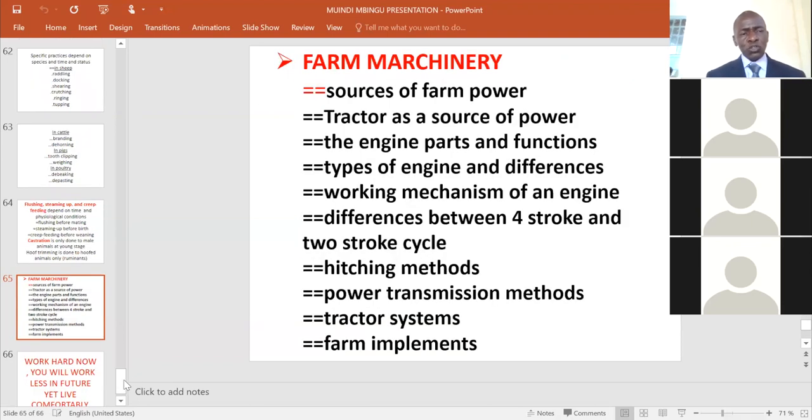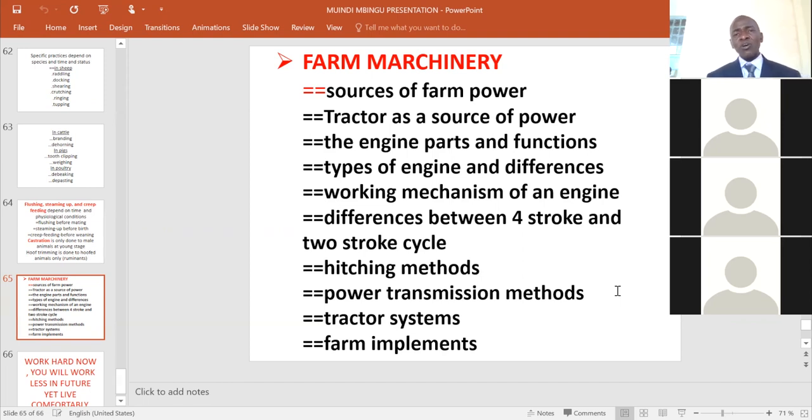When you choose to do topical revision, now you are on farm machinery. What you should focus on, and again I say that these subheadings can be shared and research done and presentations made: sources of farm power. Maybe one of the students can take on that. Tractor as a source of power. In other words, how is power generated within the tractor engine?